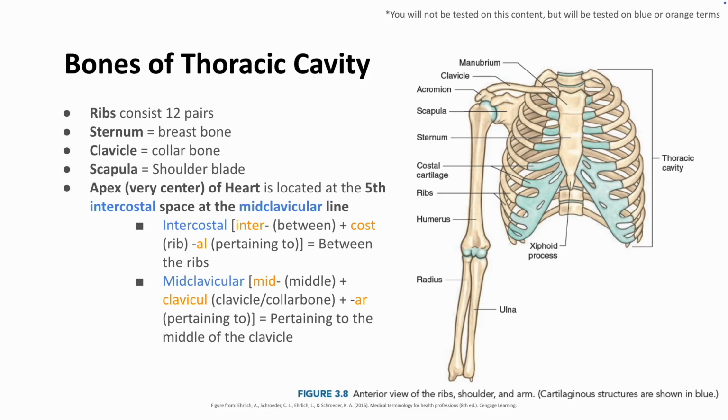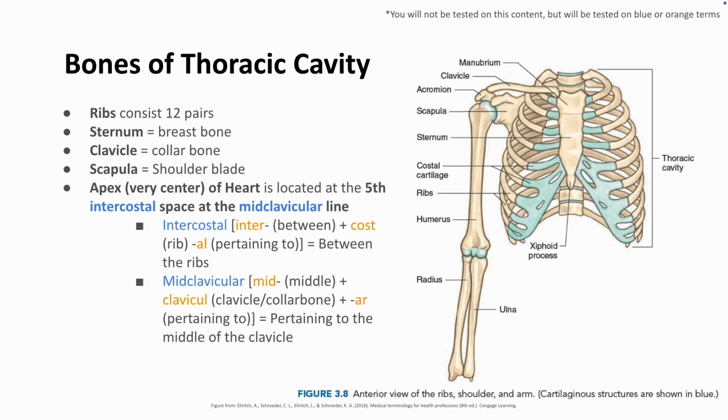I won't go into anything else in detail. Feel free to look if you're curious which part is which. I feel like this is more anatomy than terminology. But one important thing I want to note is, if you want to say where the apex or the very center of your heart is in medical terminology, the most conventional way to call it is fifth intercostal space at the mid-clavicular line.